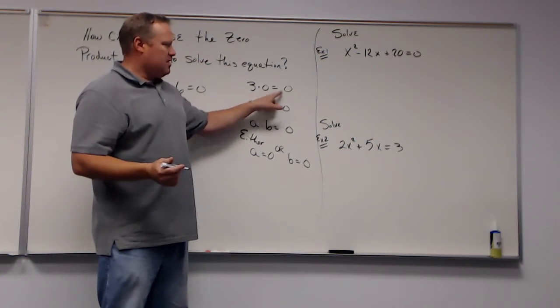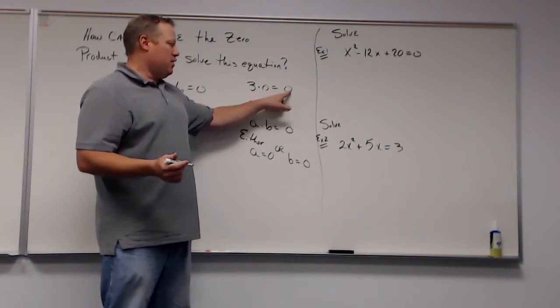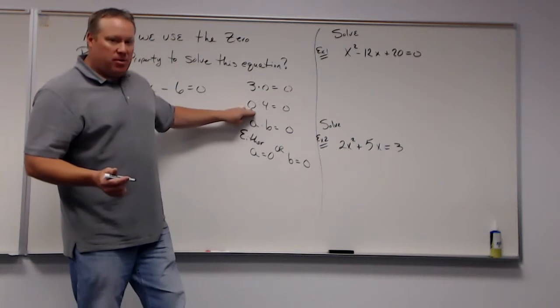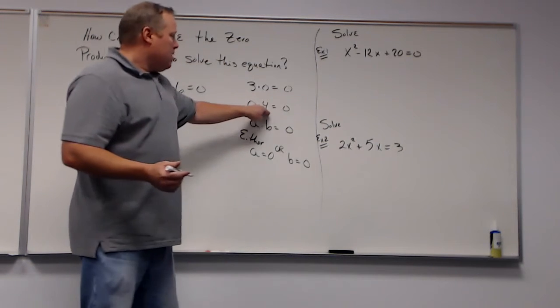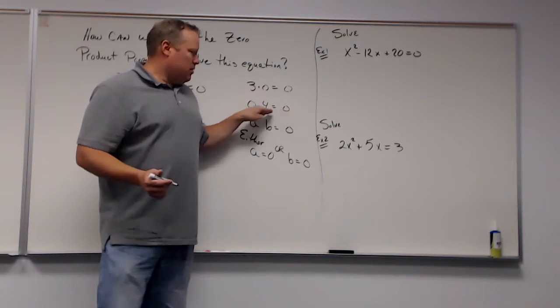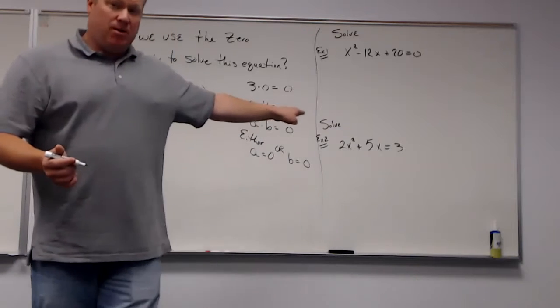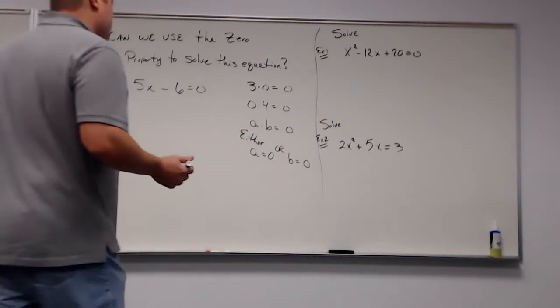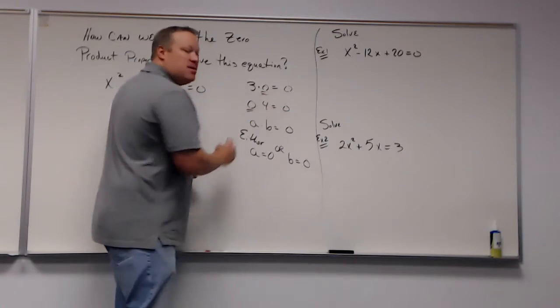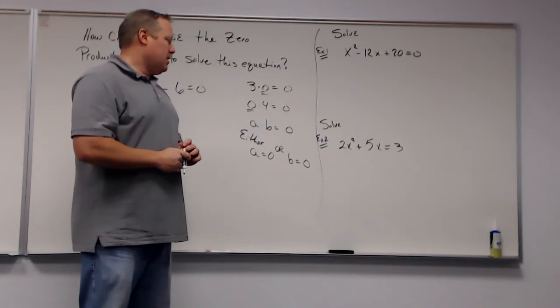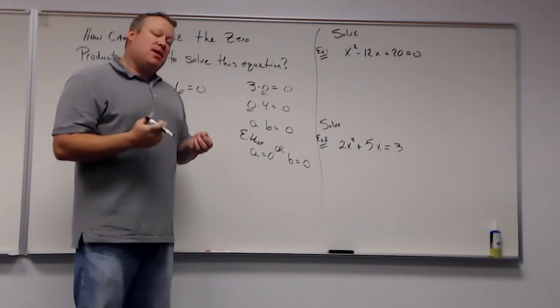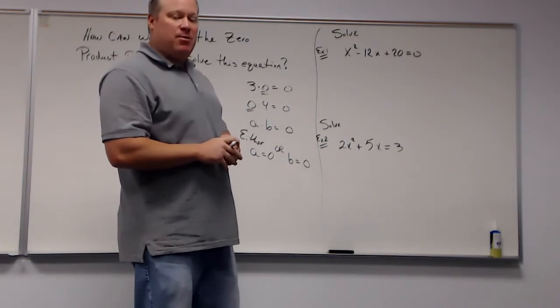3 times something has to be 0 to equal 0. And likewise, the first number in this product, times 4, if this is 0, 0 times 4 equals 0. One of these things has to be 0. That's all I'm trying to say, right? Maybe not so clearly, but something times something equals 0, one of those somethings has to equal 0.